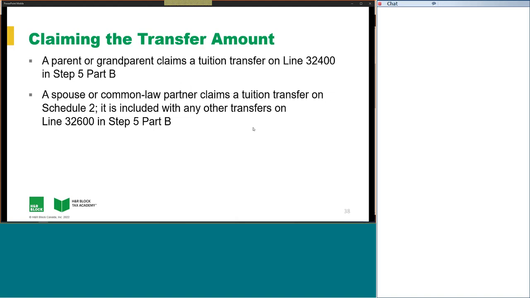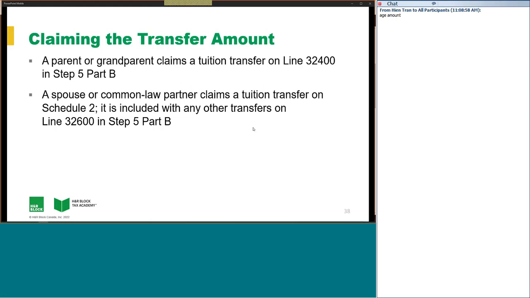So Manitoba, we have tuition credits here. We can do tuition transfers provincially as well. Not all provinces have provincial tuition amounts. So some provinces, this is not an option, but in Manitoba it is. And if it's a spouse or common law partner, we do it through the Schedule 2. So just a reminder, on your Schedule 2, we had a number of credits. Can anyone remind me in the chat window, what are some of the non-refundable credits that get transferred using a Schedule 2 from one spouse to another?